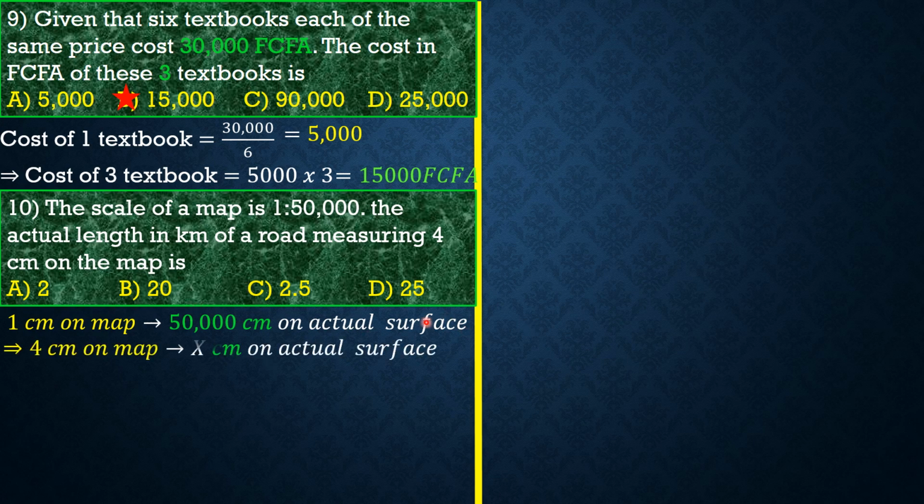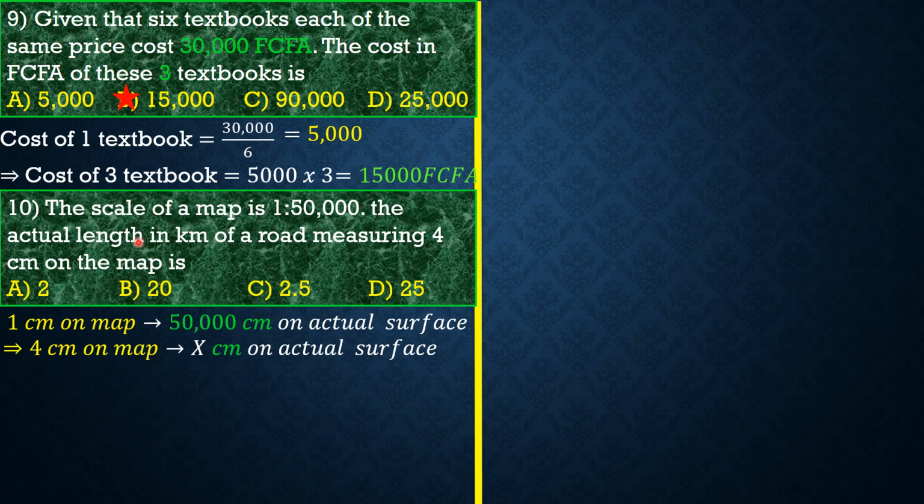That therefore implies 4 centimeters. That is what they've been giving us. 4 centimeters on the map will now represent X centimeters on the actual surface, guys. This is by using simple proportion. So, friends, you notice that all my figures here are in centimeters, right?